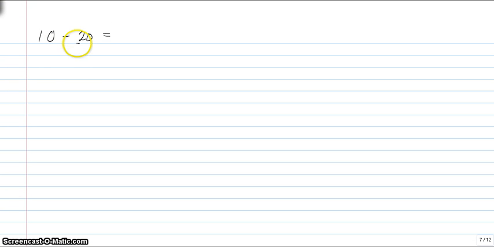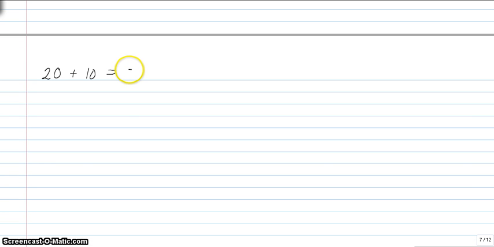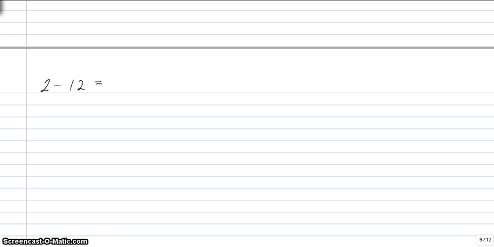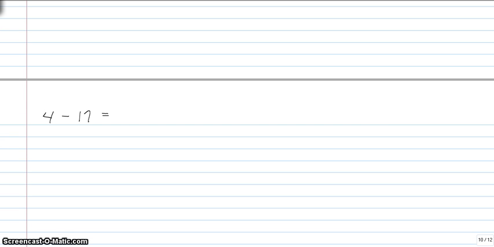Okay, 10 minus 20. We're subtracting a number that's larger. The difference between the two numbers is 10. Hopefully you didn't miss this one. Just adding 2 numbers. Well, if you subtract nothing, then you're going to end up with just 4. Here again, subtracting a number that's larger will give you a negative answer. And again, subtracting a number that's larger, negative answer.